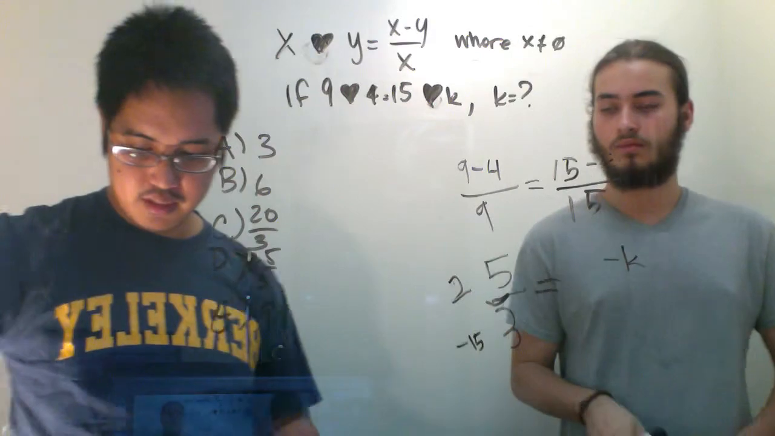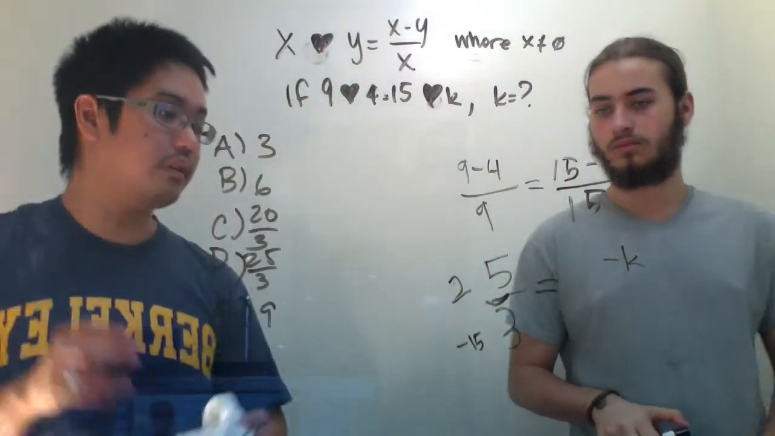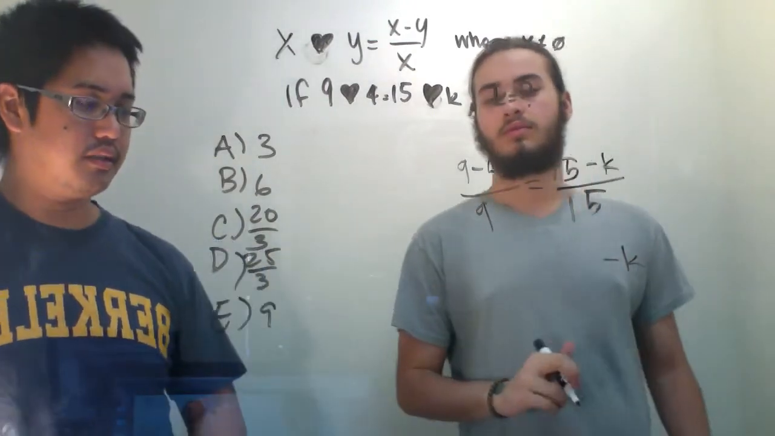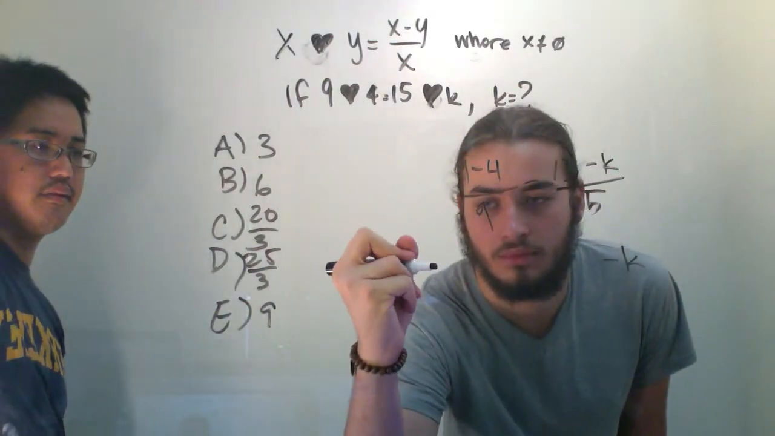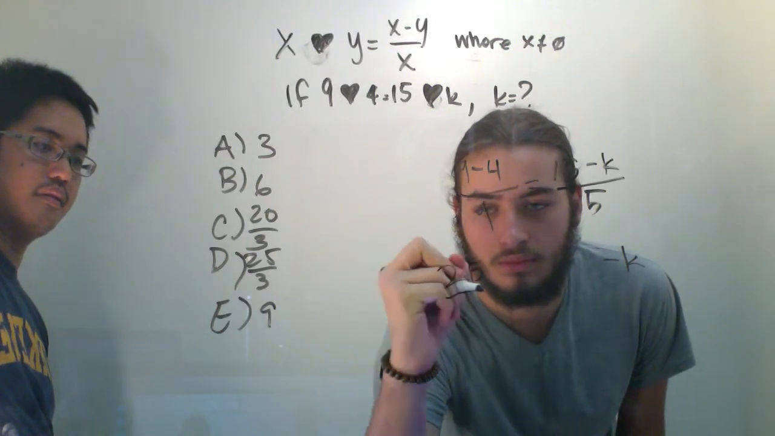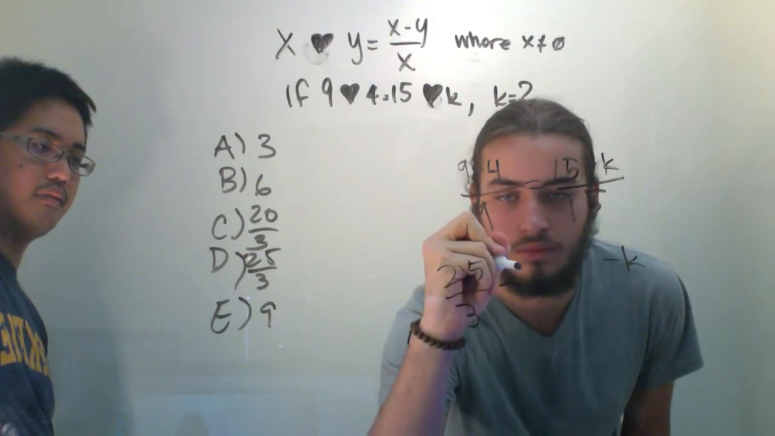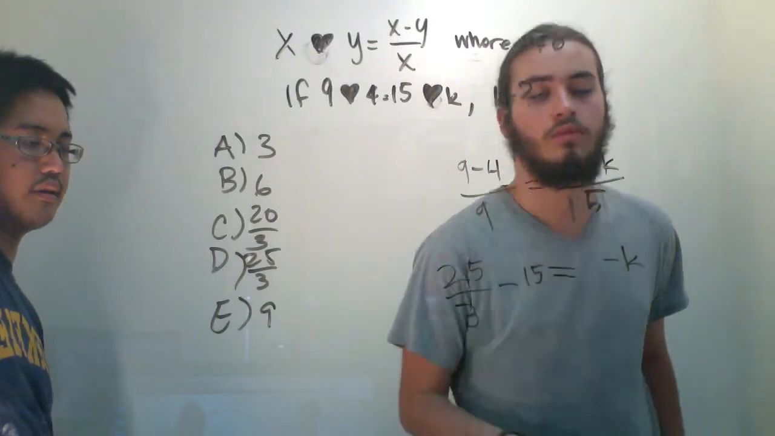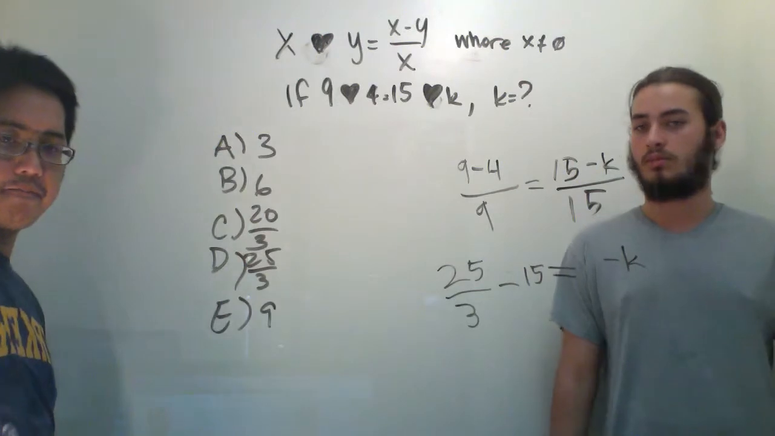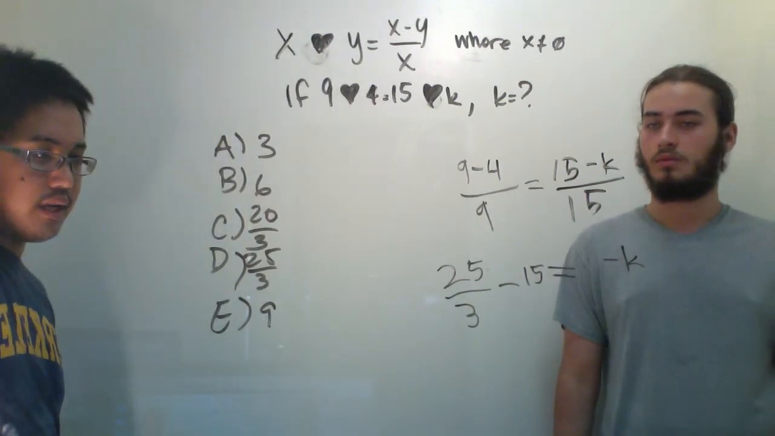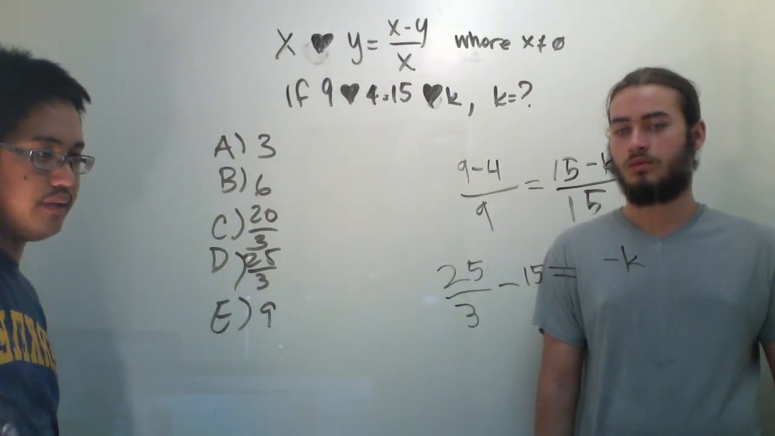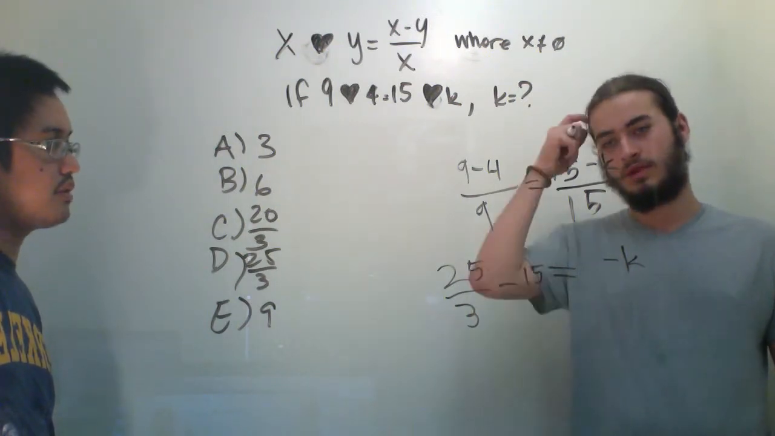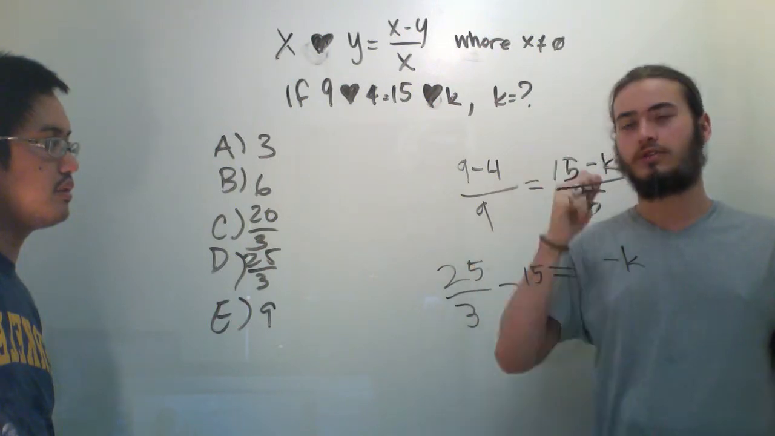All right. If it's all right with you, let's just write this a little bit prettier here. Put 25 over 3 minus 15 equals. All right, cool. Yeah, let's just do it now. What's 25 divided by 3 minus 15? Do you know how to subtract fractions? Used to, I forget right now.